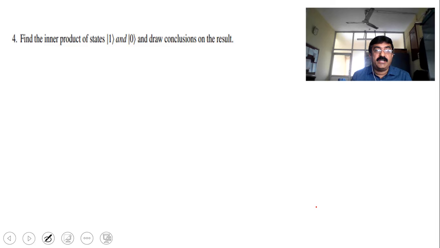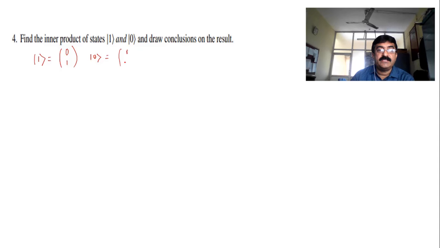The next question is, find the inner product of states ket 1 and ket 0 and draw the conclusion. Well, first, what is inner product? Before that, let me write the column matrix of ket 1. It is 0, 1, and the column matrix of ket 0 is 1, 0. Well, what is inner product? Inner product is bra 1 with ket 0. This is the inner product.